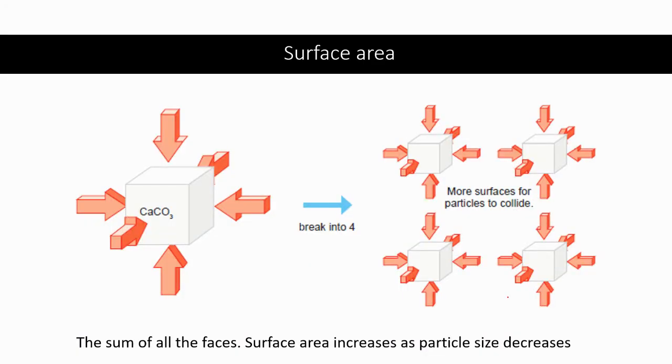The first one is surface area. So this is a block of calcium carbonate, maybe a chip of limestone. If we break it into smaller pieces, you can see that where the arrows are, there are more surfaces for the particles to collide. So this might be acid particles, hydrogen ions, they're coming in. So if there are more surfaces to collide, then there are more collisions per second and the rate will increase.